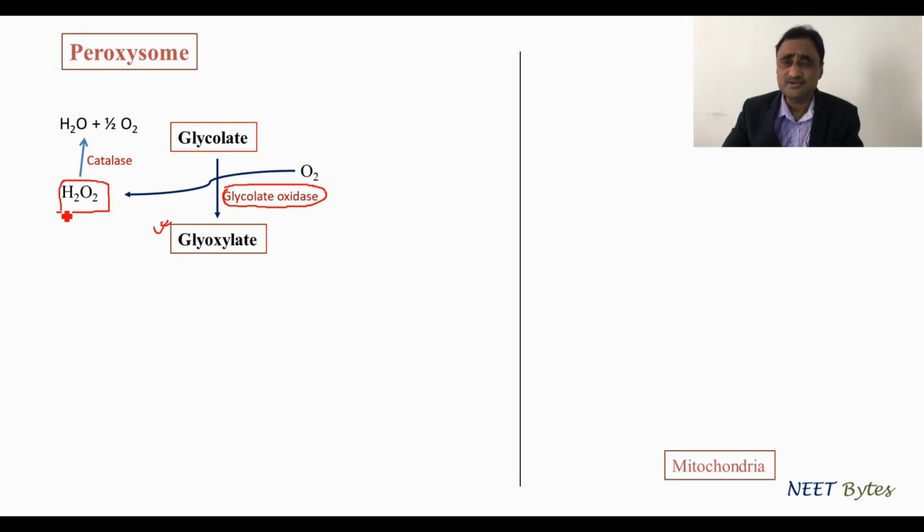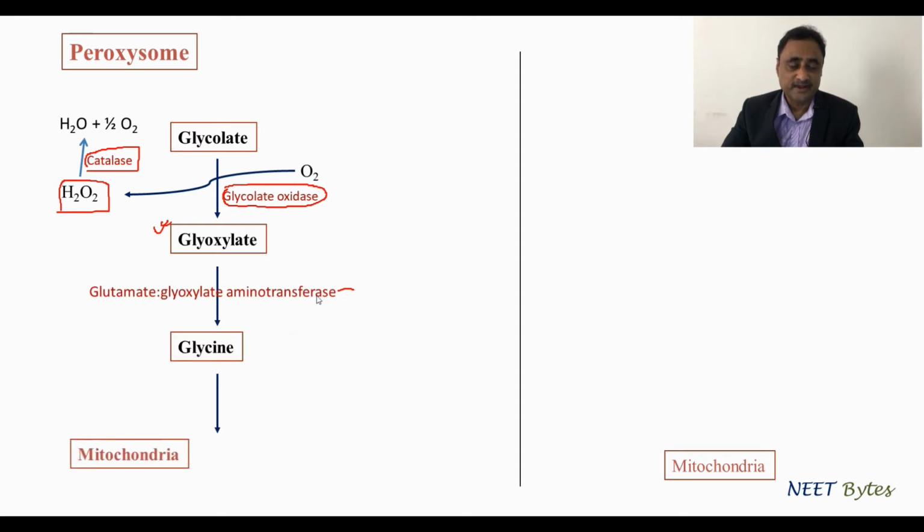So it immediately needs to be broken down. And it is actually done by the enzyme called catalase. Okay, so that's why catalase is found in peroxisomes, and it is a very, very important and the most active enzyme. So it immediately breaks the hydrogen peroxide into water and oxygen. Now glyoxylate actually gets converted into glycine, right? And that is going to occur in the presence of the enzyme we call glutamate glyoxylate aminotransferase. So that is a transaminase step, okay?